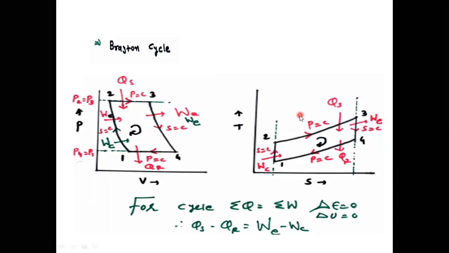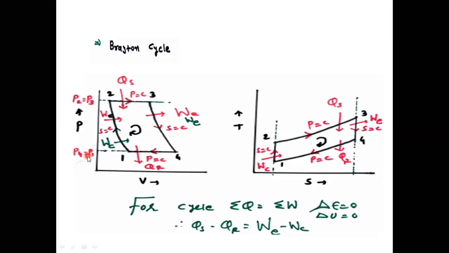Same cycle you can see on the TS diagram. During process 2 to 3, heat is supplied, that is QS. Process 3 to 4 is a reversible isentropic process, and it's an expansion process. Reversible isentropic means adiabatic process, and expansion process, that is why W expansion, WE, is delivered by the Brayton cycle. And 4 to 1 is an isobaric process, that means pressure constant, so P4 is equal to P1.